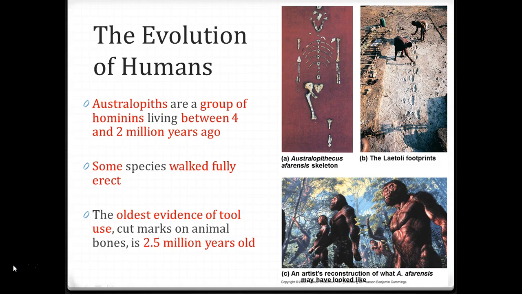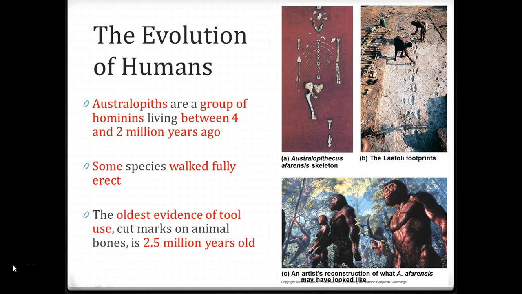So the first group of true humans are what we call the Australopiths, or Australopithecines, which are a group of hominins that began somewhere around 4 to 2 million years ago, and some of these species walk fully erect all the time. These are the first group to show evidence of tool use, but this evidence is indirect. What we have found is that along with the bones of these early human-like mammals, there were also mammal bones from those early mammals that they probably utilized that have marks on their bones that show that they were done artificially with some kind of cutting tool. Those first marks are about 2.5 million years old.